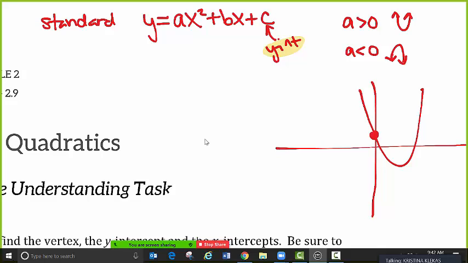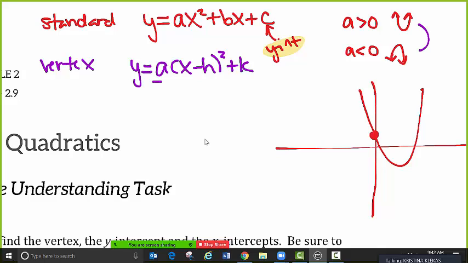All right, the next form we learned about was vertex. We found out if we completed the square, we could get y equals a times x minus h squared plus k. And again, the a tells us this stuff, plus if it's a stretch or a shrink. This told us how much it went left and right, and this told us how much it went up and down from the original parent graph. Okay, and as a matter of fact, the vertex is at the point h, k, so right here, the vertex, the pointy part of your U-shape.